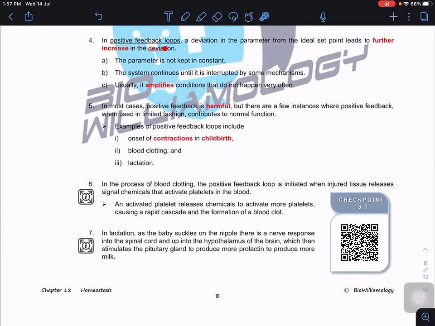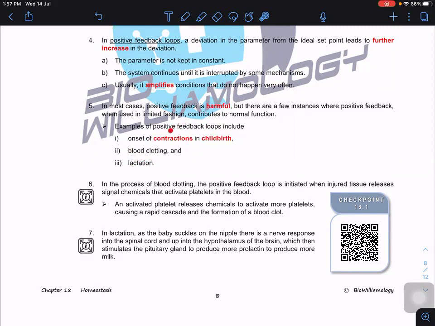the positive feedback loop. Okay, positive feedback loop. Now, positive feedback loop basically means that a deviation in the parameter from the ideal set point leads to a further increase in the deviation. So usually it will amplify conditions that do not happen very often. Okay, so the condition or the situation will continue until it is interrupted by some mechanism. For example, contractions in childbirth, lactation, and also blood clotting.